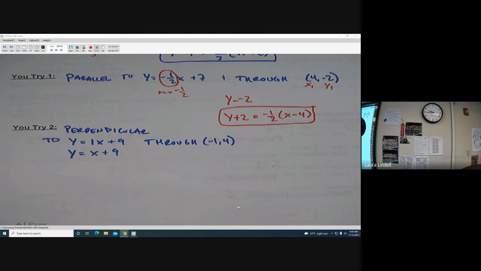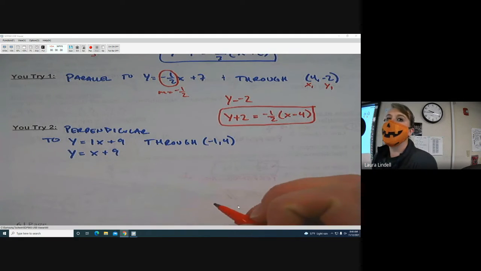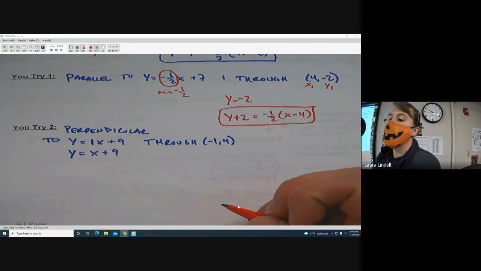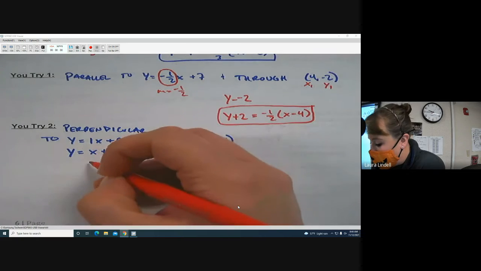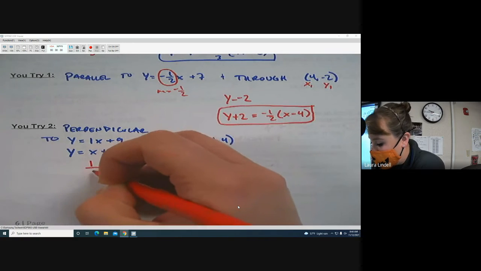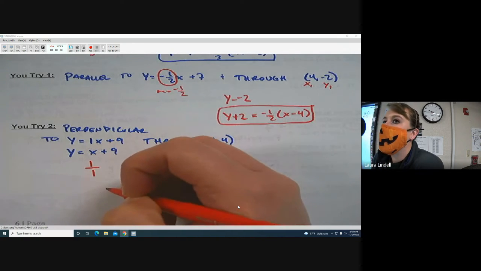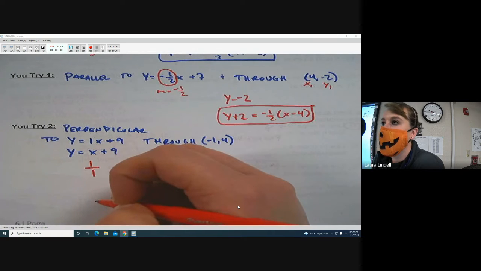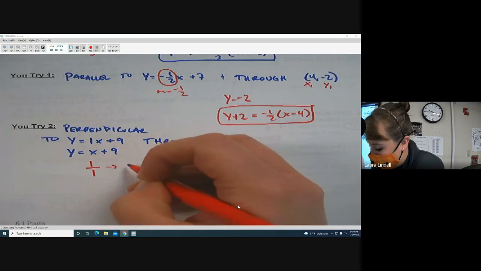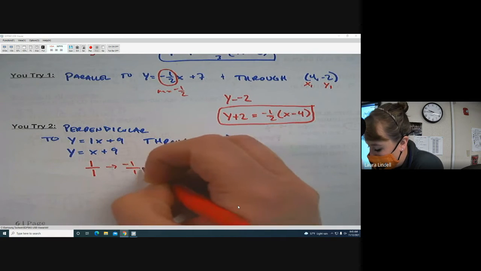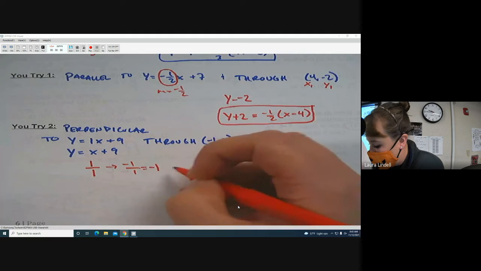All right, folks, here we go. Paying attention, if you got negative 1 for your perpendicular slope, that is correct. So here's why. If you write 1 as a fraction, it's 1 over 1, right? If you flip that fraction, it's still 1 over 1, isn't it? But you have to change the sign. So it becomes negative 1 over 1, which is negative 1.